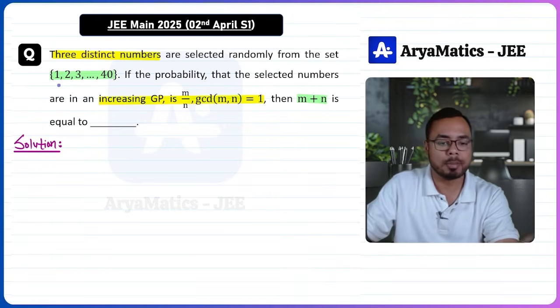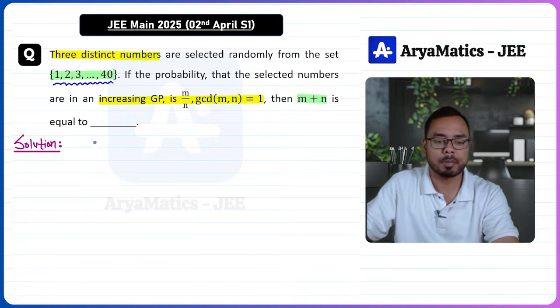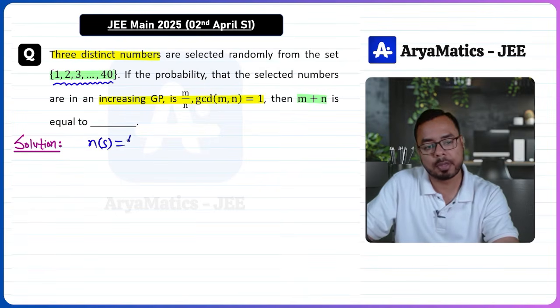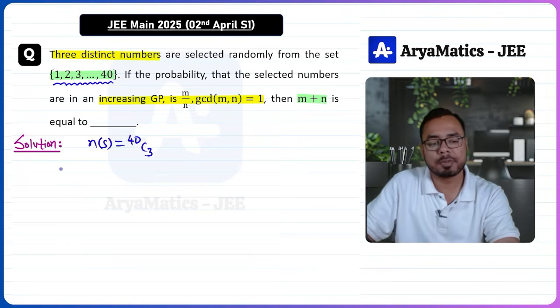Here, if we talk about the number of elements in the sample space, total 40 elements are there and we are selecting any 3 elements from there. So the total number of ways of selecting 3 elements will be 40C3. Now next we have to talk about favorable cases.